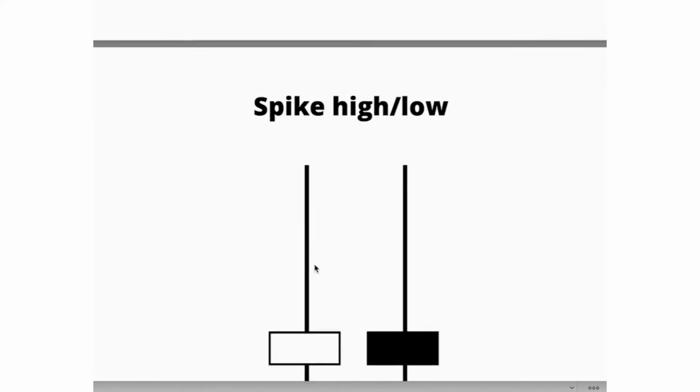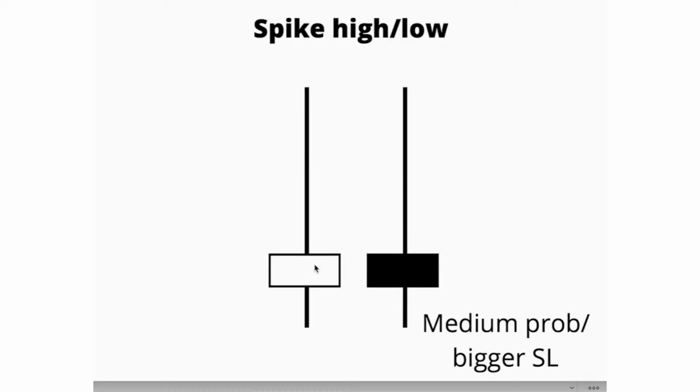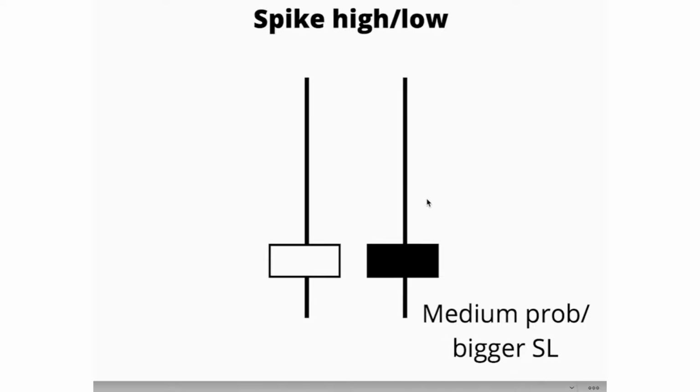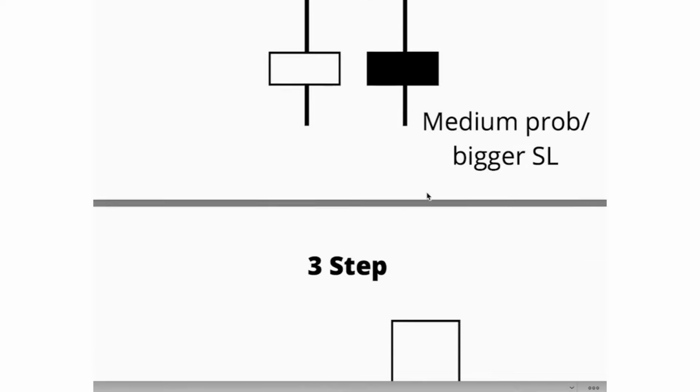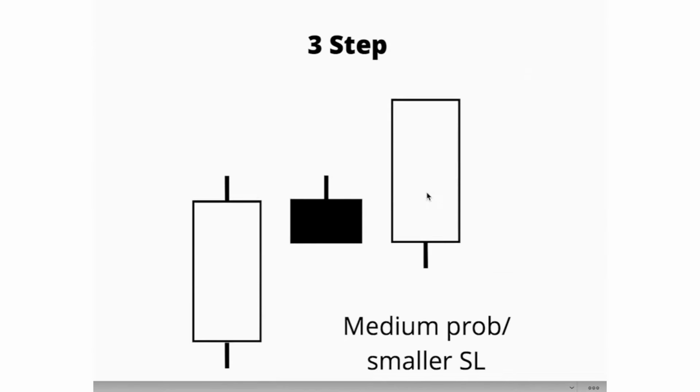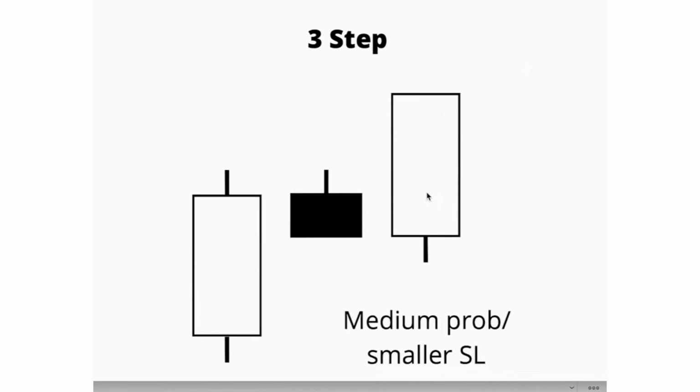Spike highs and lows, medium probability, but a bigger stop loss. And as I said, the more of these that occur in a row, 2 is better than 1. This is a 2 candle pattern. 3 is better than 2, and so on, because we know that there's selling pressure in this case, preventing these candles from actually following through with those surges higher. The 3-step doesn't happen all that often, but when it does, it's worth a go again.